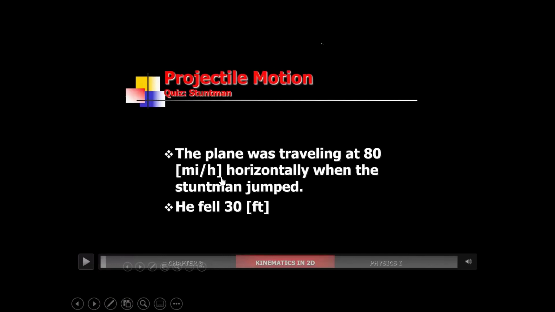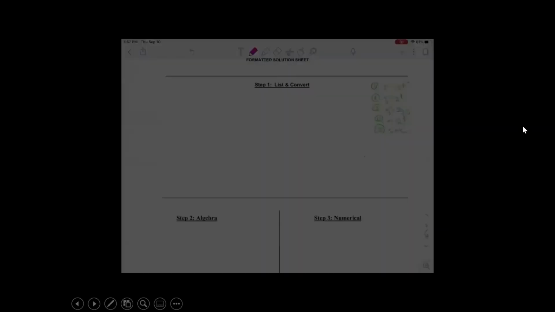80 miles per hour horizontally. That's how fast the airplane is moving. So when he jumps, he's already moving in the same direction at the same speed. Horizontal speed is going to remain the same all the way down. There's no reason for him to go any faster or slower. All right, once he's airborne, and while he's moving horizontally at speed, he's going to fall 30 feet.